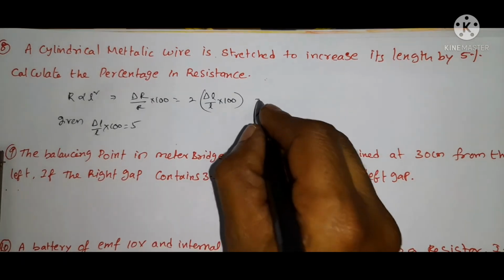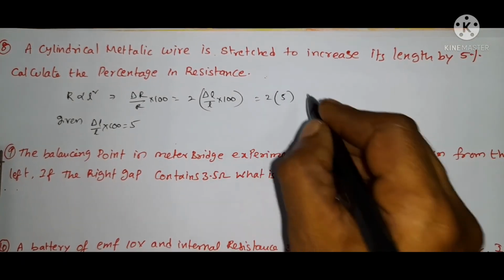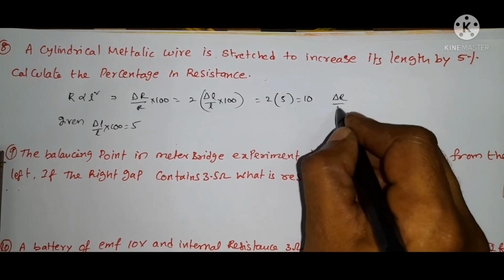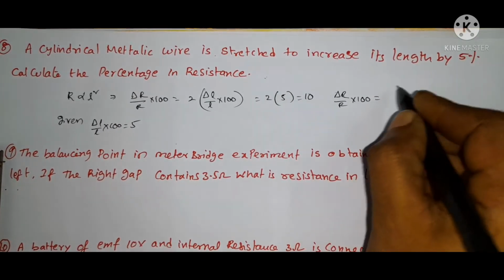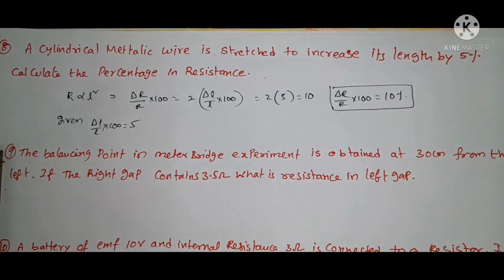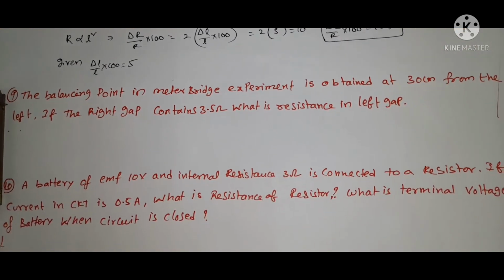Simply substituting it, what you will get? 2 into 5, that is equal to 10. Therefore, delta R by R into 100 is equal to 10%. So resistance will be increased by 10%. That is the problem. Next question.